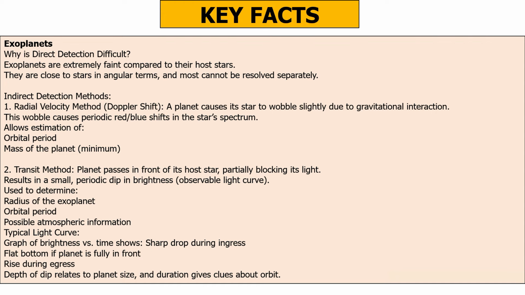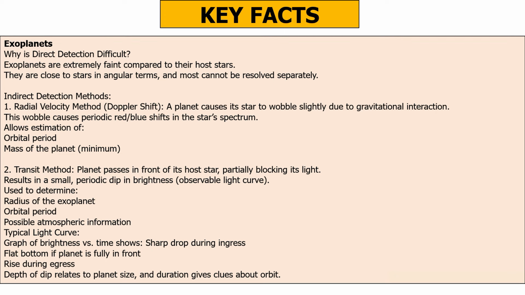Whilst the transit method is where a planet passes in front of its host star, partially blocking out its light. This results in small periodic dips in brightness, or an observable light curve. We can use this to determine the radius of the exoplanet, the orbital period, and possible atmospheric information. Now, a typical light curve is a graph of brightness against time, and it shows a sharp drop during the ingress, a flat bottom if the planet is fully in front of the star, and a rise during the egress.